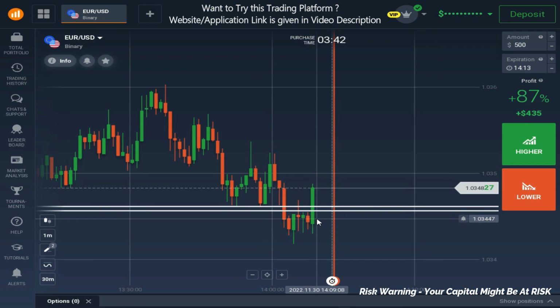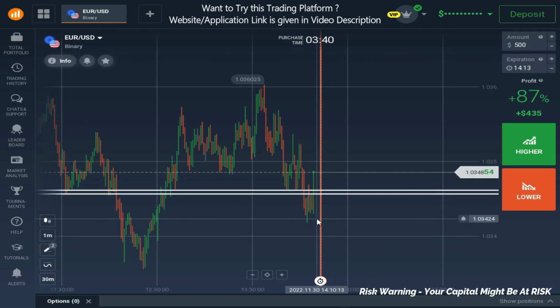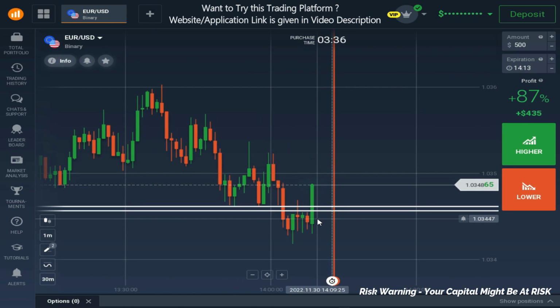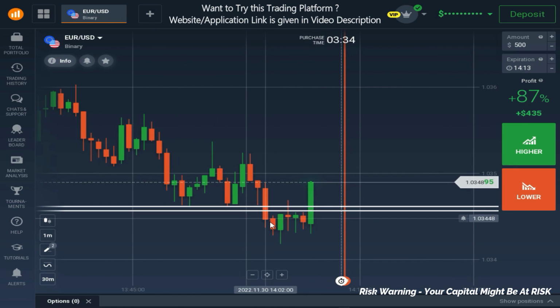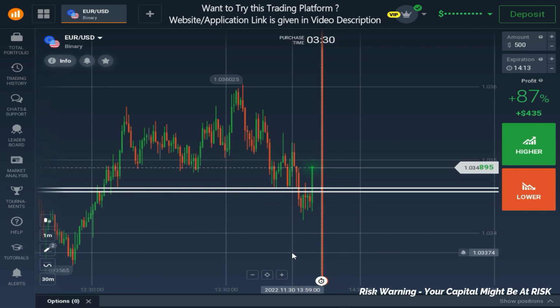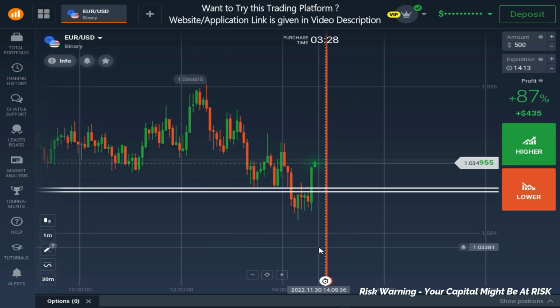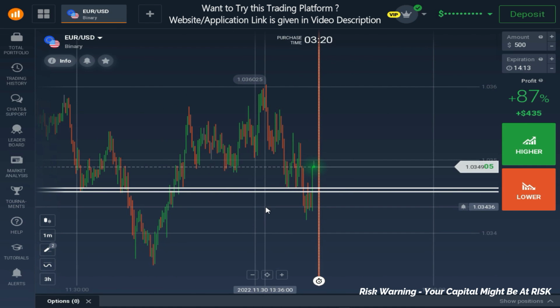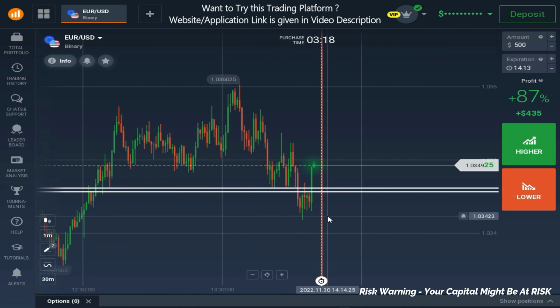Okay, I think it's going to close above the level, which means that the setup that we were working failed completely here. I was expecting a sharp decline in the market, but it didn't happen. Fortunately, we have won this trade, but the setup actually failed according to me. So let me explain the setup to you, although it didn't work that well.